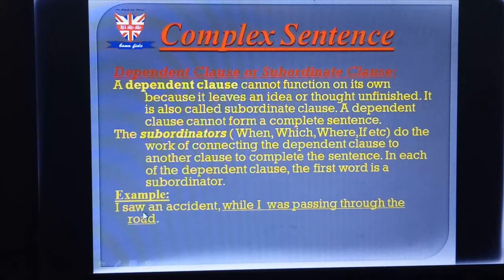So look at the example now. I saw an accident while I was passing through the road. Look at the second part of the sentence, while I was passing through the road. If I would say I was passing through the road, that would be a complete sentence or principal clause. As I have added while here, it has become a dependent clause. And this part is depending on the other part, I saw an accident. So this is a complex sentence.